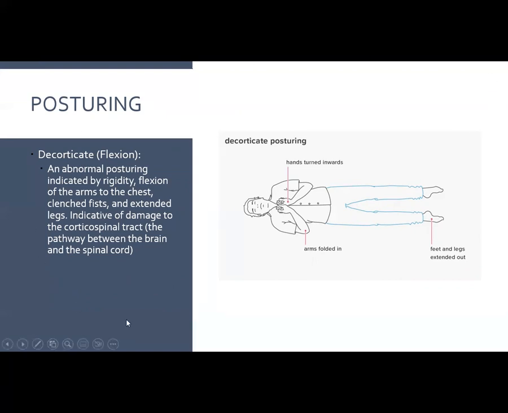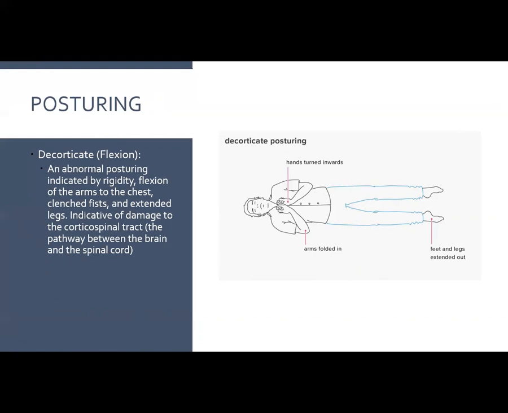So you want to be very familiar with both what it looks like and how it's described. When you're studying this, make sure that you know, okay, this is what it looks like for a patient, as well as this is how it's described. Decorticate is an abnormal posturing indicative of rigidity, flexion of the arms to the chest, clenched fists, and extended legs, indicative of damage to the cortical spinal tract, which is basically the pathway between the brain and spinal cord.